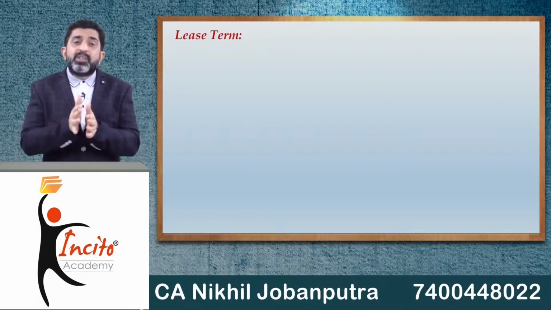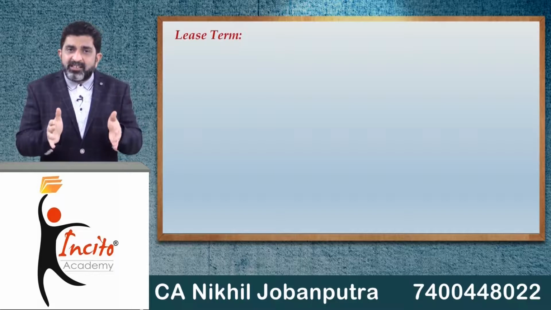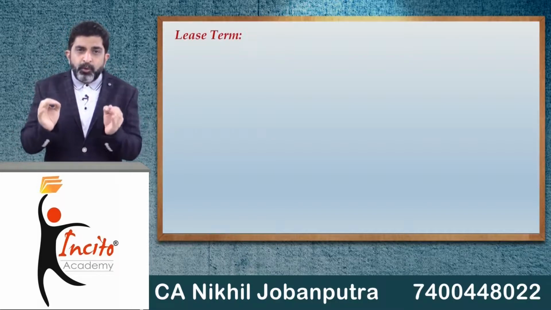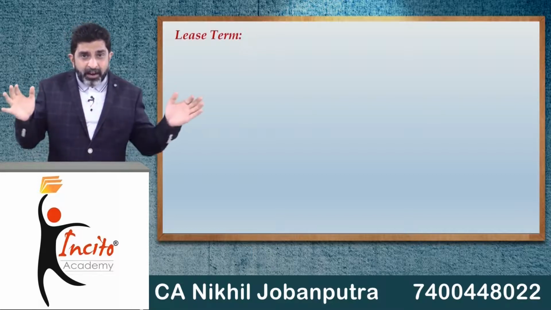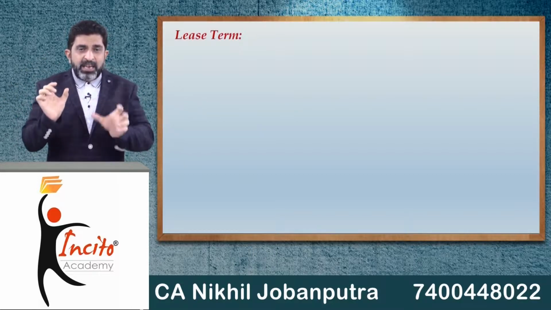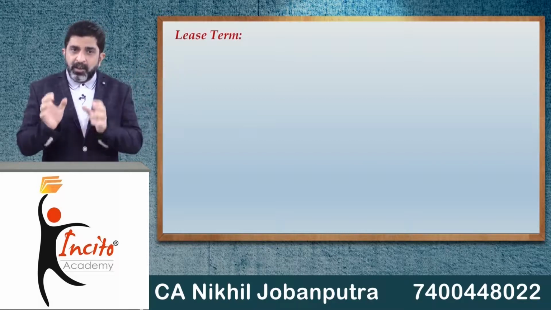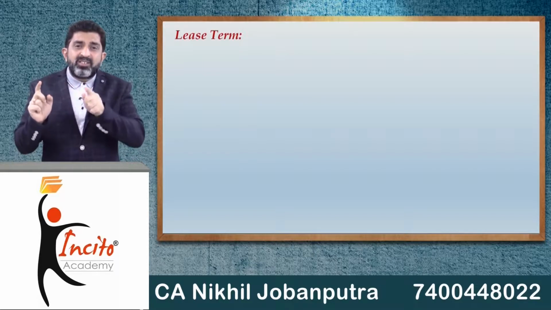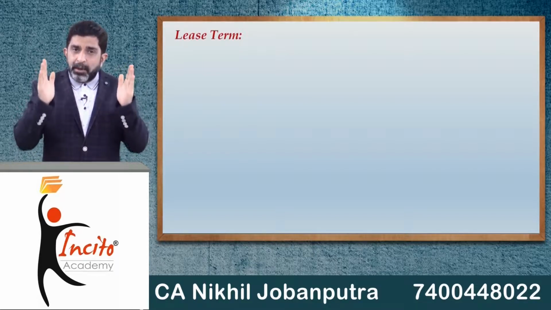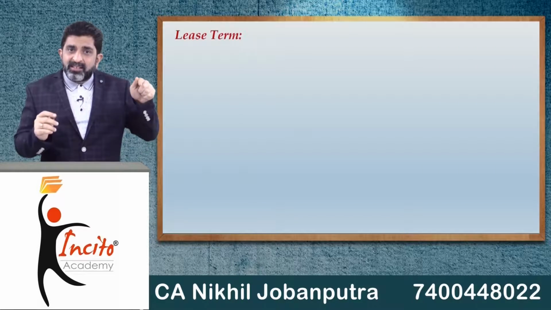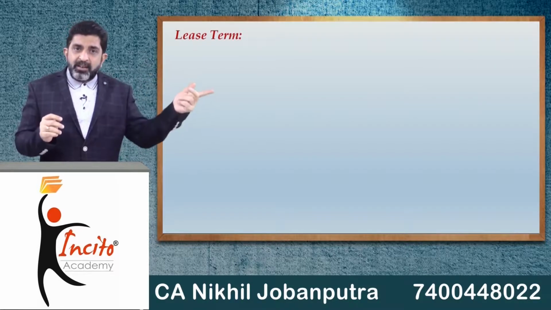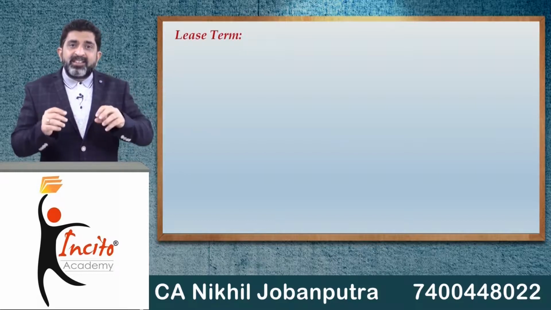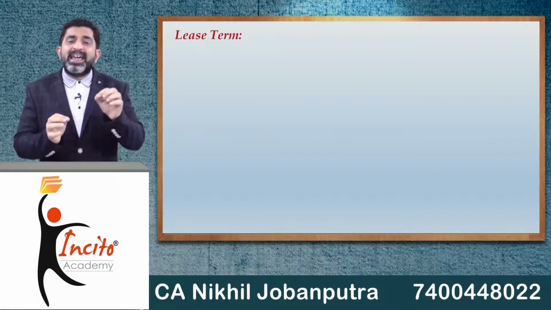In that case, the lease term will not be just 3 years, but it will be 3 plus 2, 5 years. So, if you can understand what we have defined over here, when I technically define this 3 years and 5 years, I would say lease term equals the non-cancellable period of the lease plus the extension period, provided the extension option is reasonably certain to be exercised.